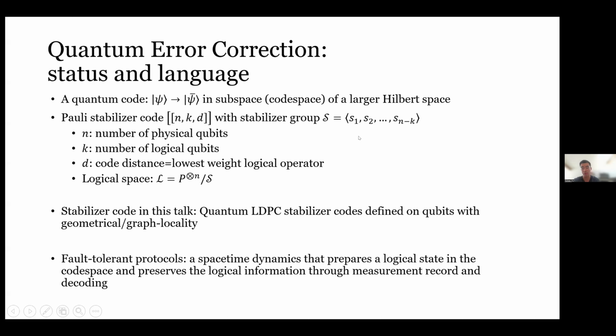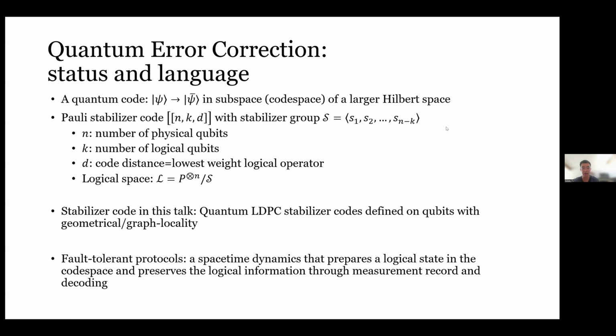We are also focusing on a very specific class of stabilizer codes in this talk, which is quantum LDPC codes that are defined on qubits with some sense of locality. It's either geometric locality or some graph sense of locality. So we have a local basis to work with.